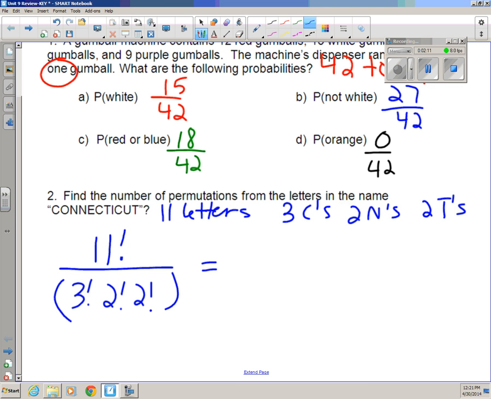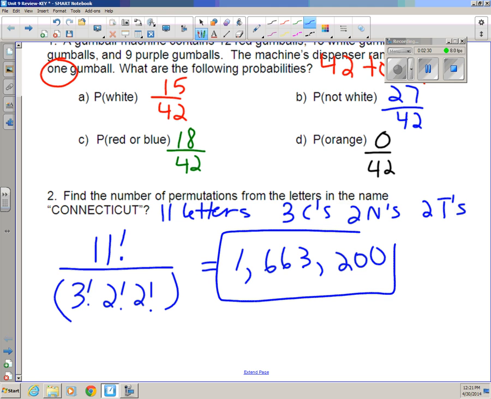11, math, probability. I believe the factorial is choice 4. Divided by parenthesis, 3, math, probability, factorial, etc. So hopefully you've got the calculator part down. If not, you're going to ask tomorrow. It's 1,663,200 combinations. Next one.